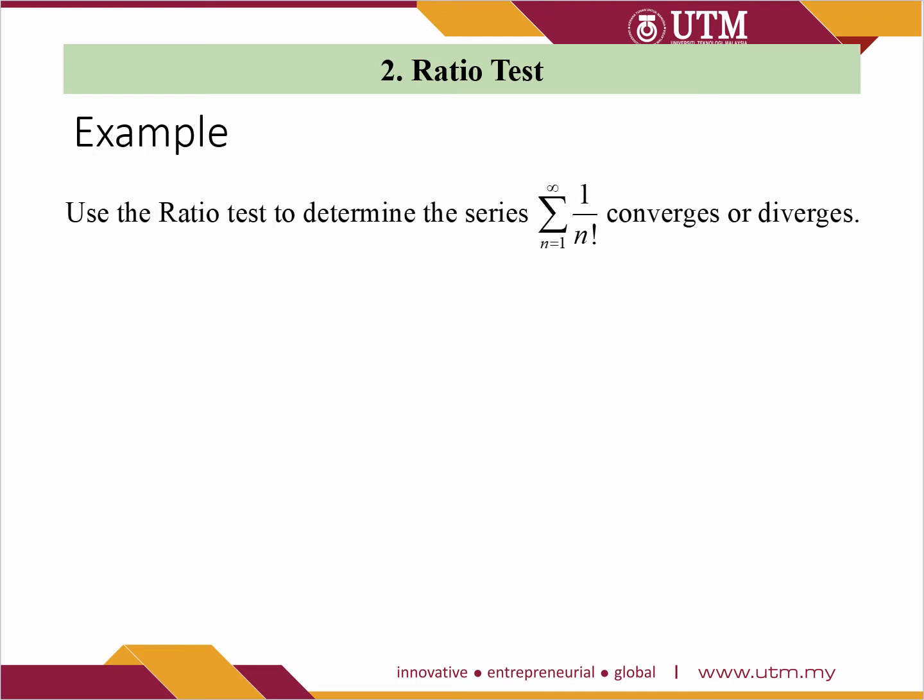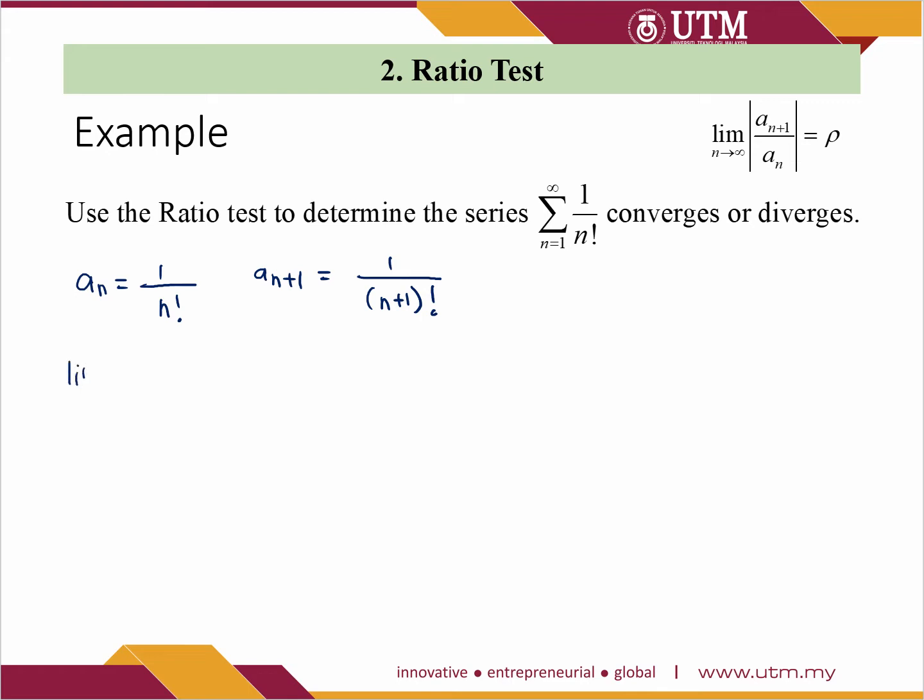Okay, here using the ratio test, what we need to do is determine the a_n, where a_n is just 1 over n factorial. So a_(n+1) would be, substituting n plus 1 into n, 1 over (n plus 1) factorial.